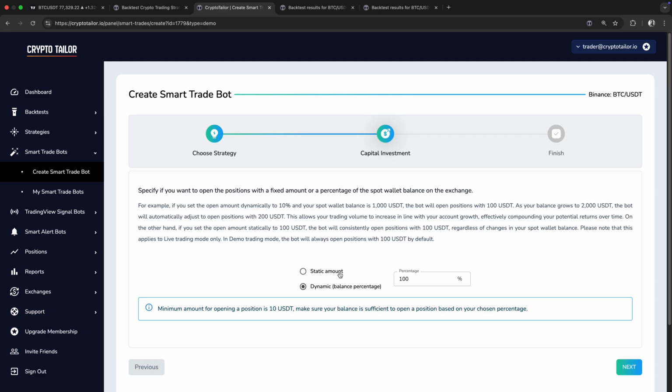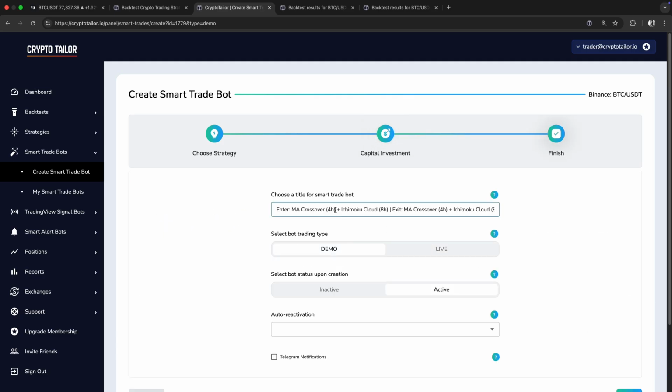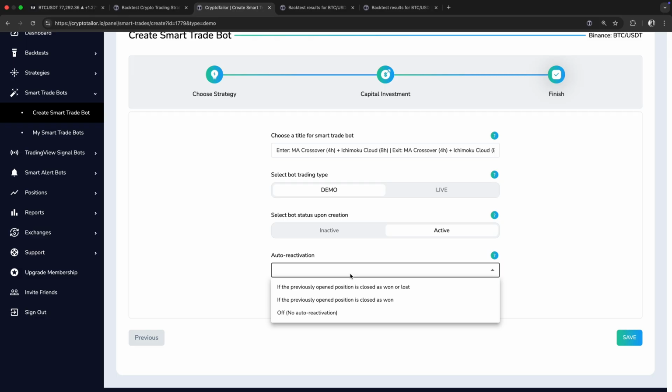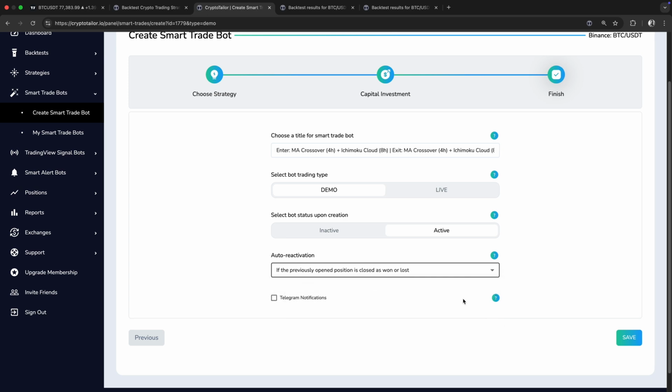In the final step, name your bot, choose demo or live mode, and decide whether to launch it right after setup. There's also an option to control how the bot behaves after opening a trade. By default, it disables itself after entering a position to avoid taking duplicate entries. But if you turn on auto reactivation, the bot will restart itself once the current trade closes. You can also enable Telegram notifications to receive real-time updates and detailed trade summaries directly in your Telegram.